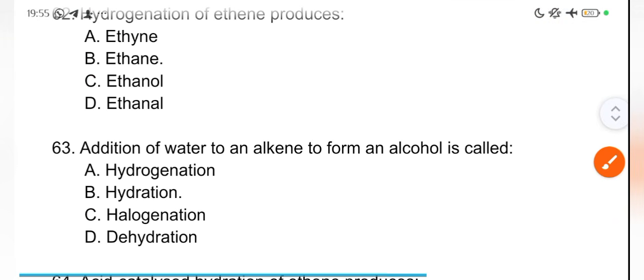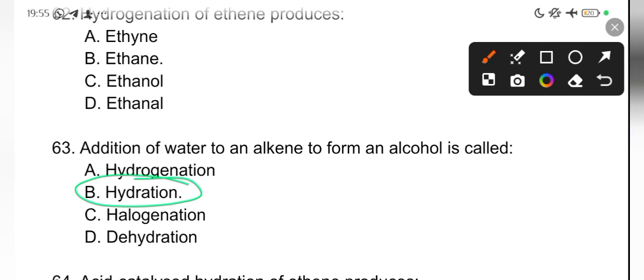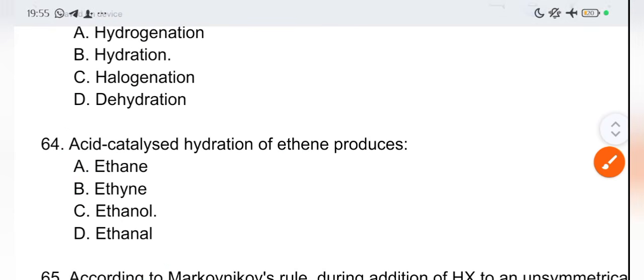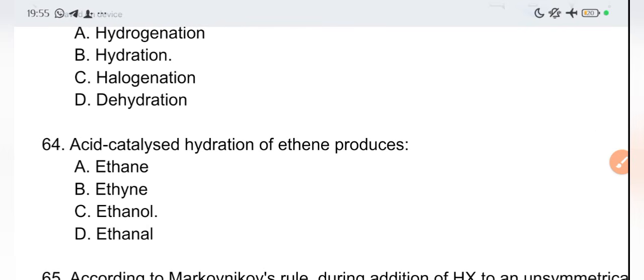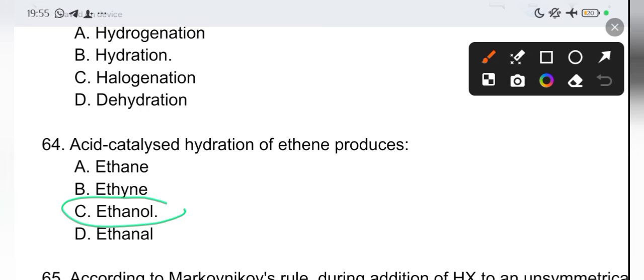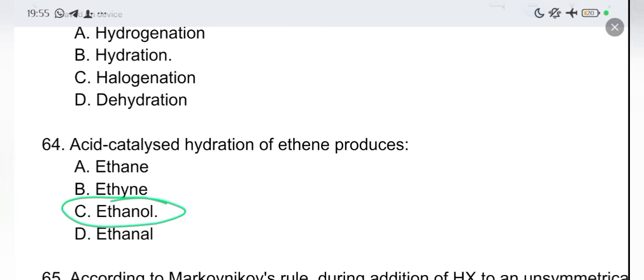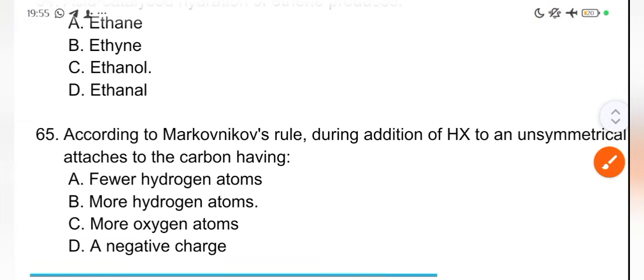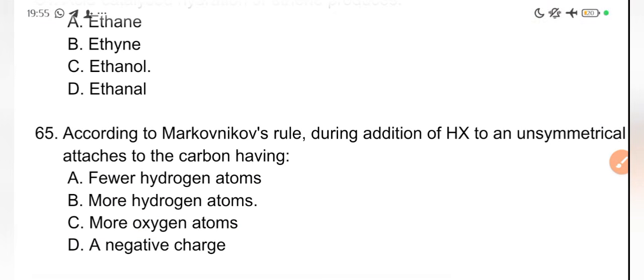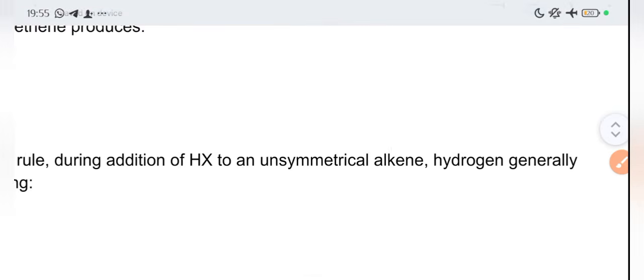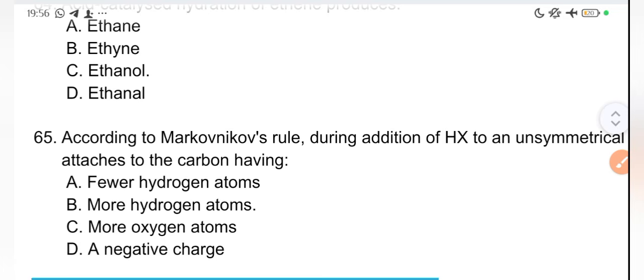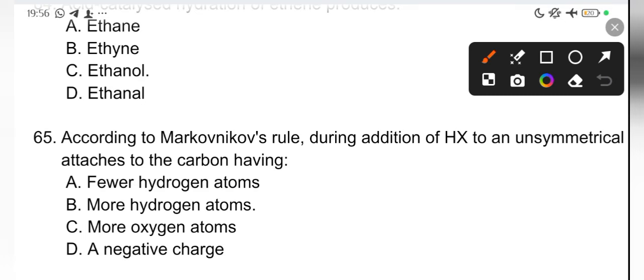Addition of water to an alkene to form an alcohol is called hydration. Acid-catalyzed hydration of ethene produces ethanol. That's how ethanol is produced. According to Markovnikov's rule, during addition of HX to an unsymmetrical alkene, hydrogen generally attaches to the carbon having more hydrogen atoms. Okay.